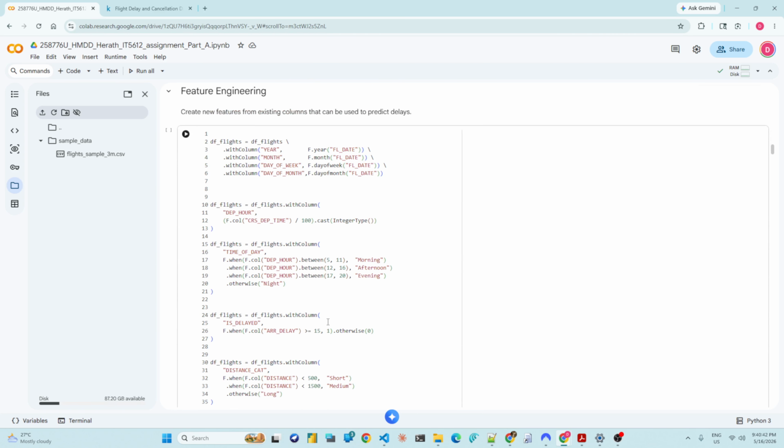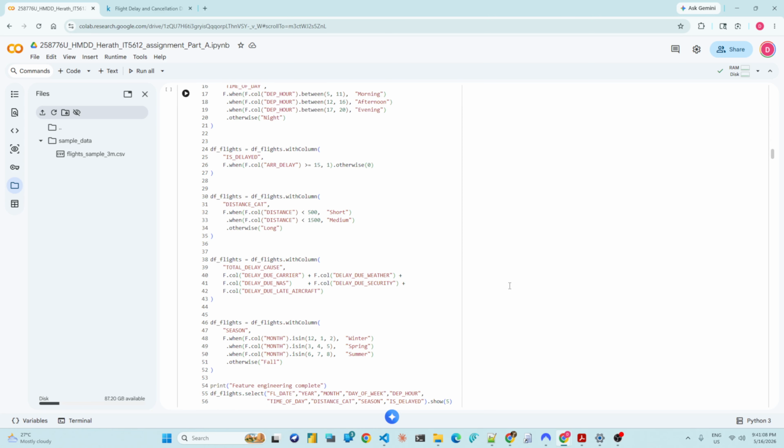Okay, the next cell is about feature engineering. Here I created new features from existing columns that will be useful for both analysis and machine learning. I extracted year, month, day of week, and day of month from the flight date. I extracted scheduled departure hour from the 4-digit time integer. I then classified each flight into a time-of-day bucket: morning, afternoon, evening, or night.